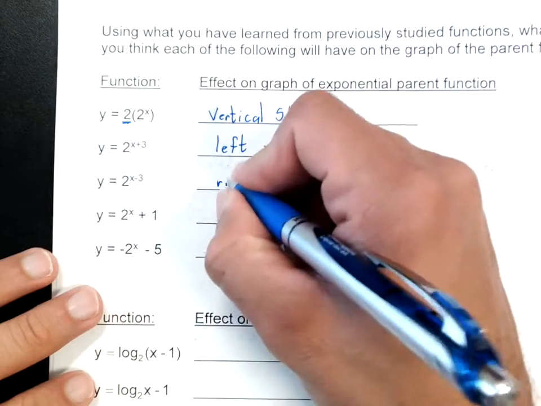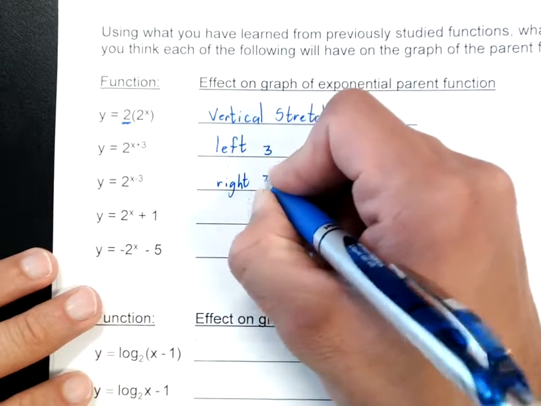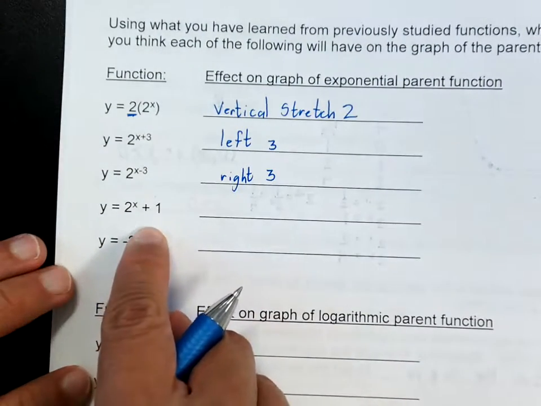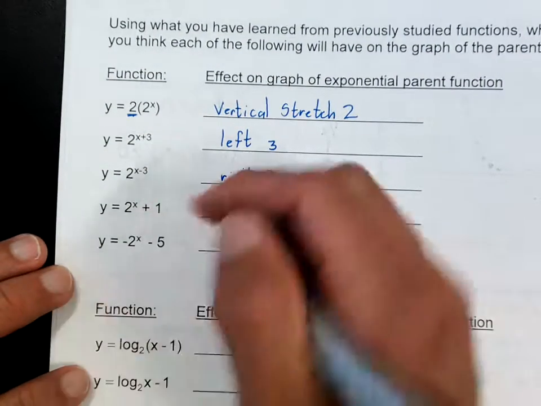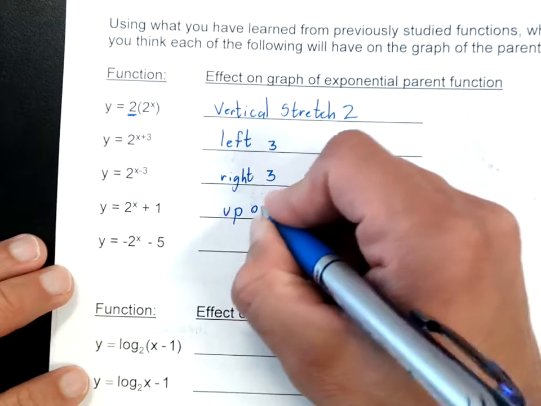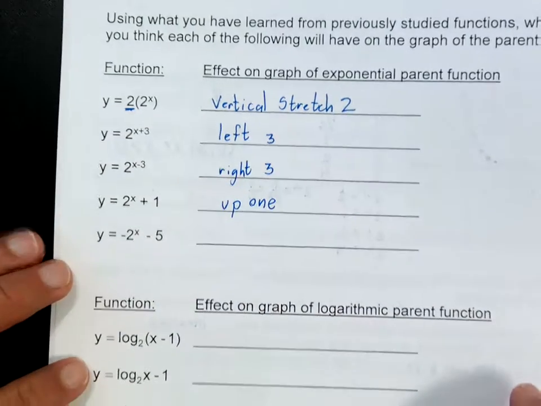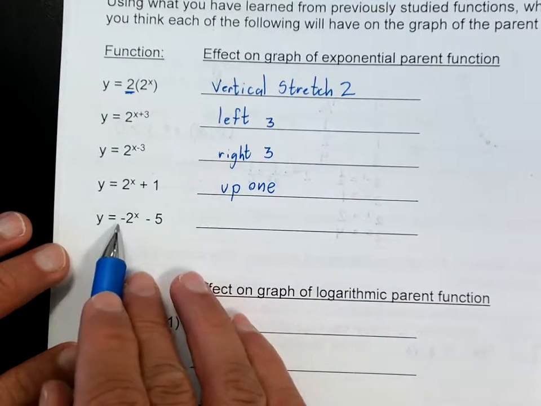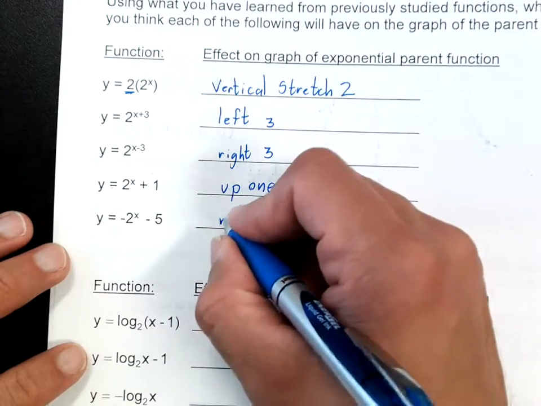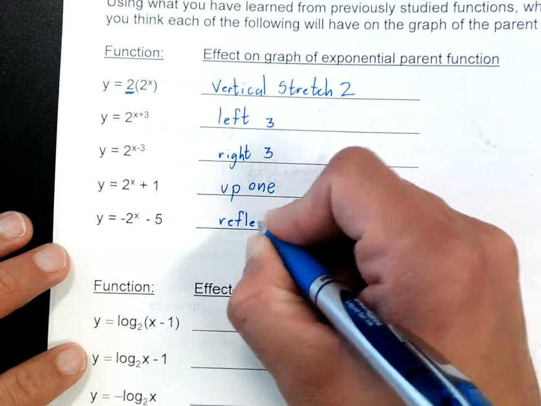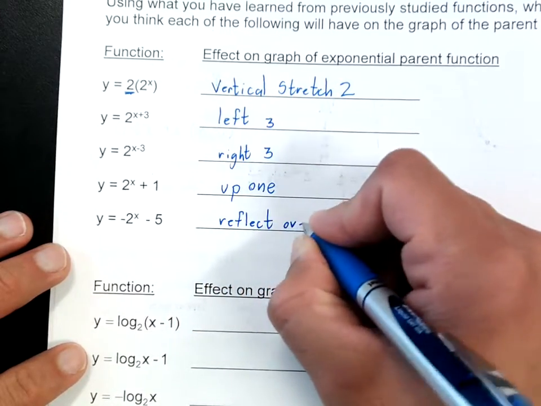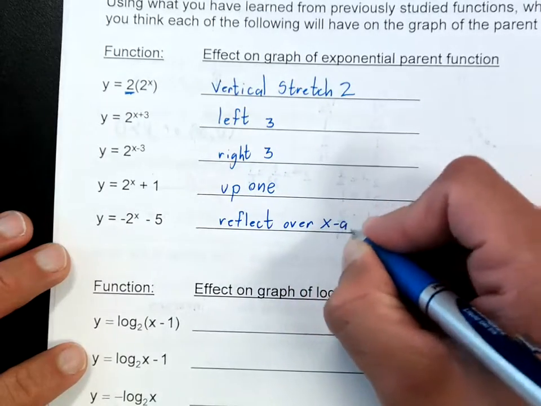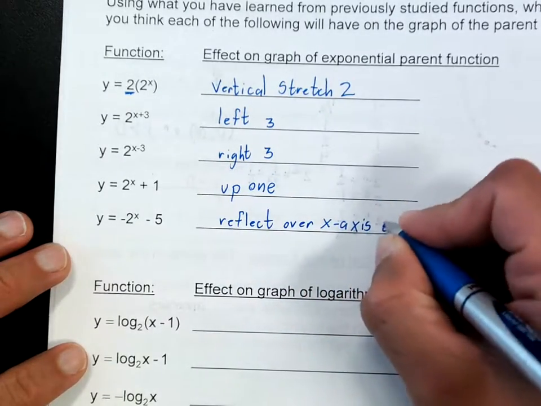Alright, so I'm going to go through this pretty fast now. What happens if you have a number out here? Plus 1. Up 1. And just like before, if you have a negative, that's going to be reflect over the x-axis. And down 5.